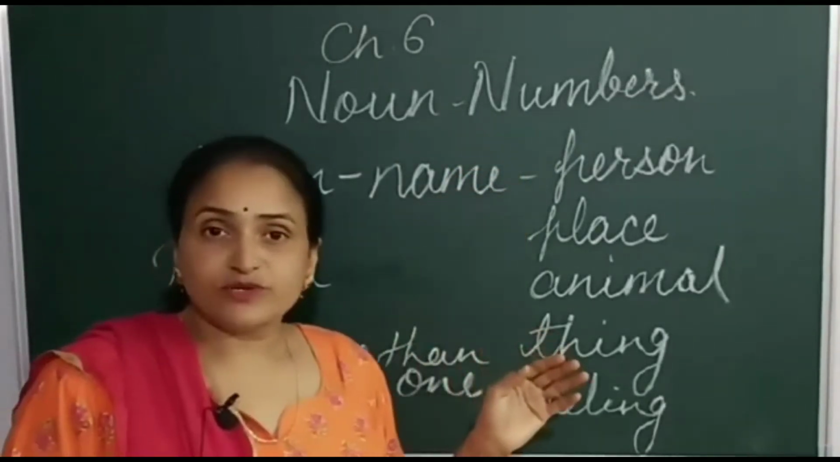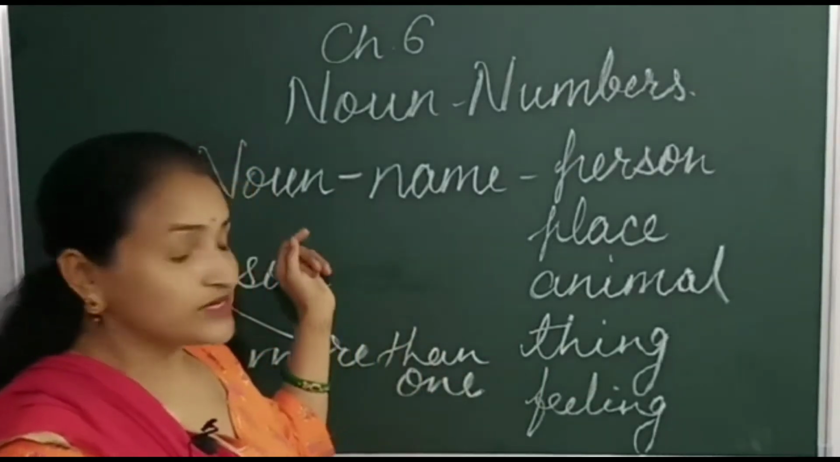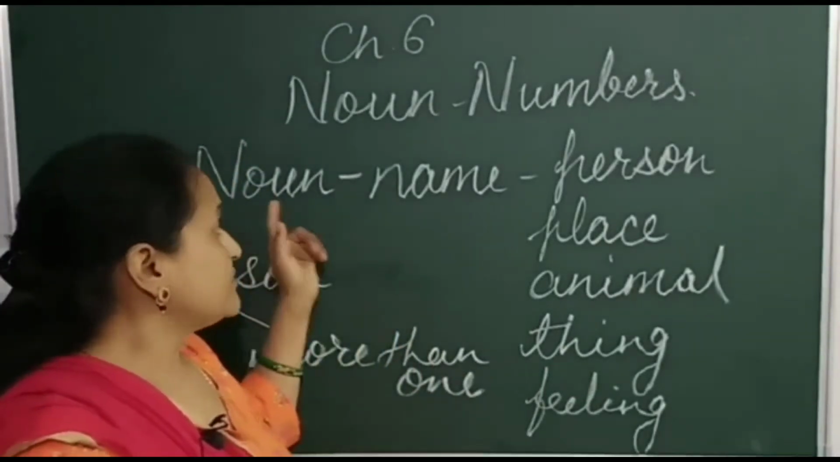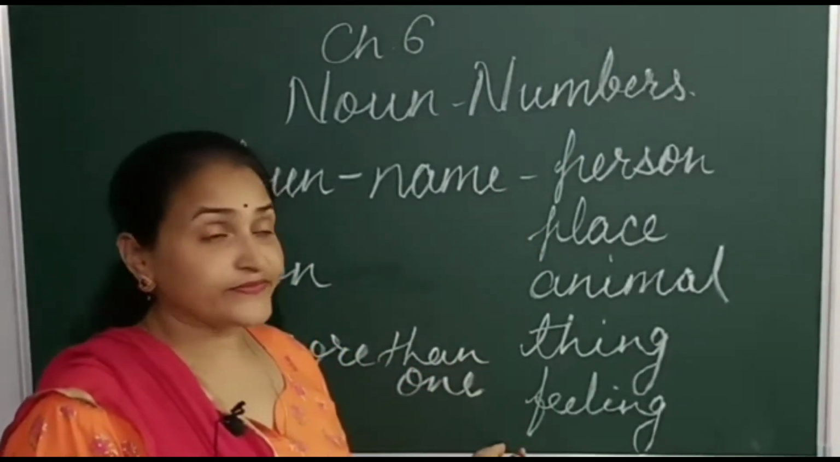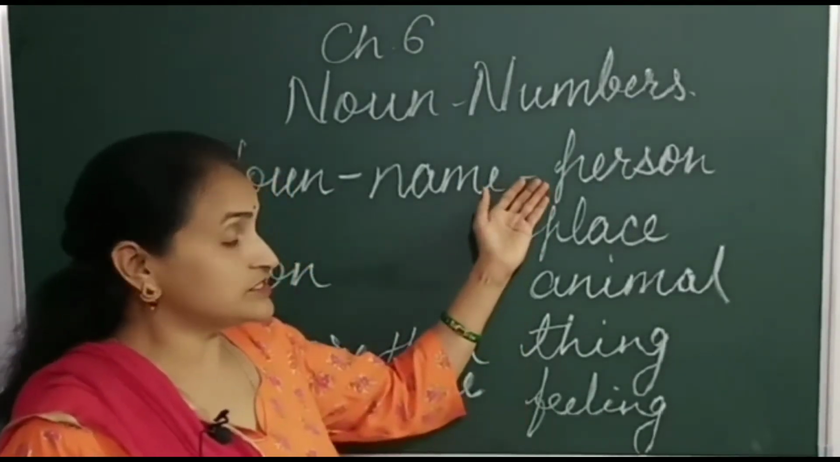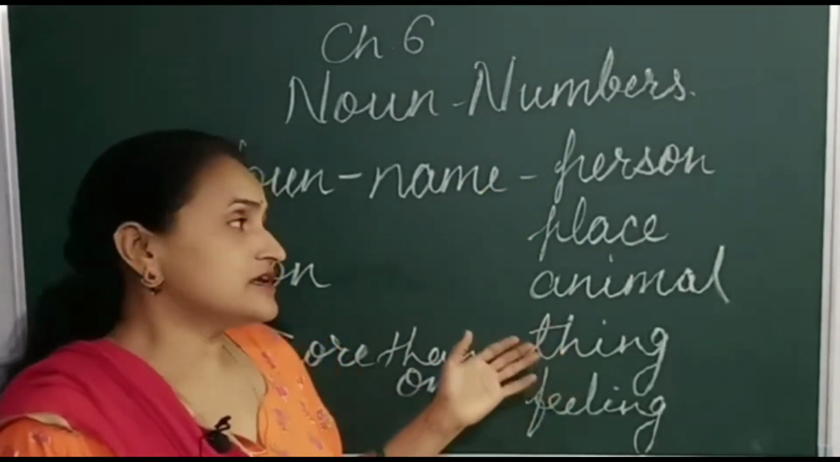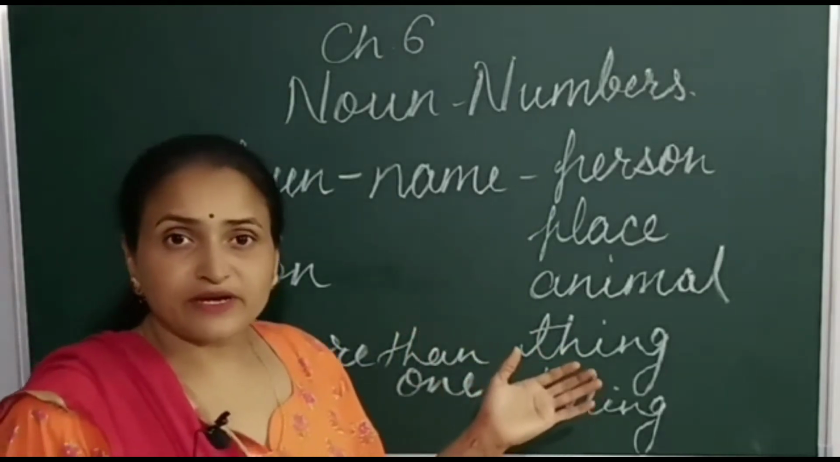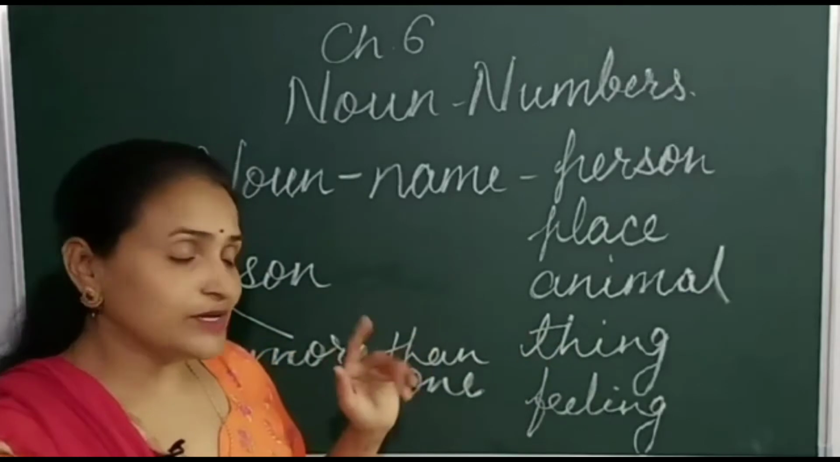Children, have you remembered the definition of noun? In short, I am taking the definition of noun here on board. Noun is the name of person, place, animal, things and feelings. In this definition, we talk about person, place, animals, things. Are these always in number 1? No, these are not always in one number.